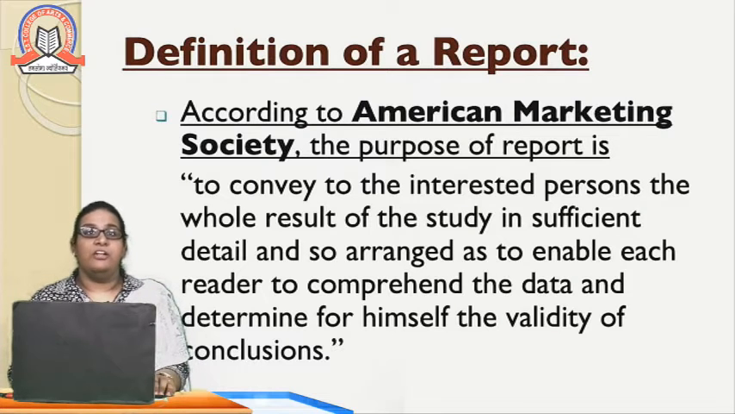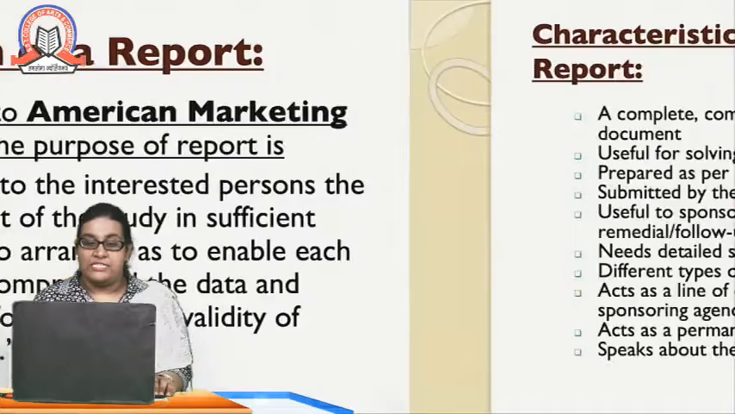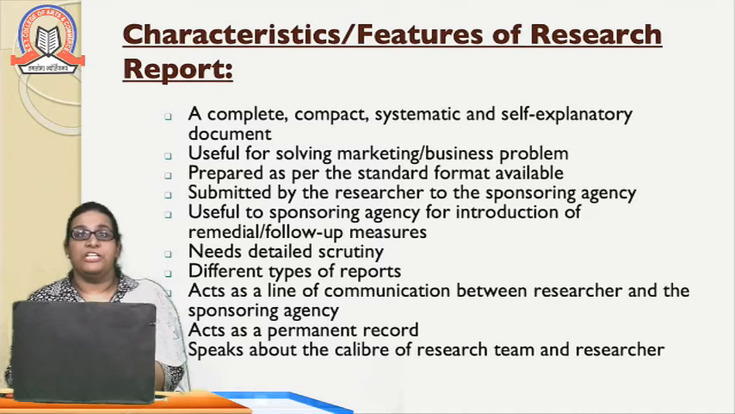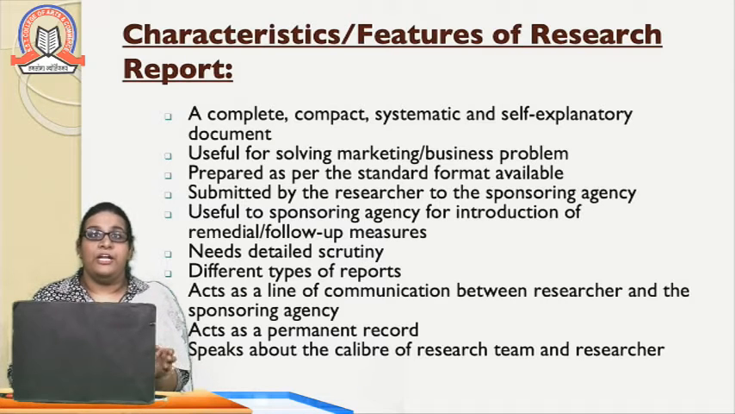So we have done the meaning and definition. Now we will see the characteristics or features of a research report. So what are the features of a report? First, it is a complete, compact, systematic and self-explanatory document. Every detail about our research is included in this document, from our research topic to how we collected our data, which sources we used, how we processed our data, and how we analyzed and interpreted our data. Everything is there. So it is a self-explanatory document. We don't have to explain it. The reader can understand it by themselves.